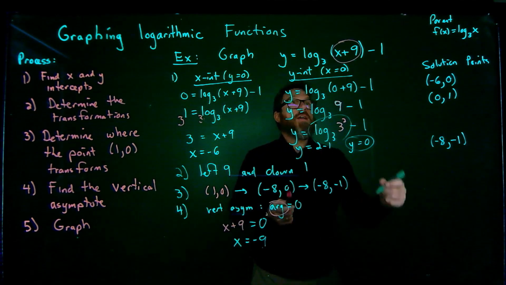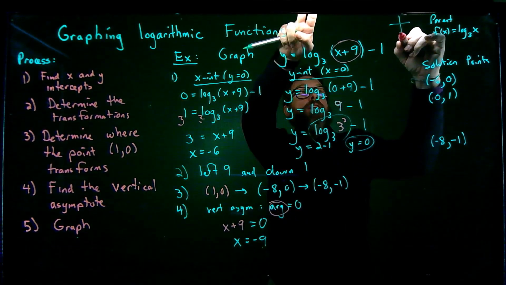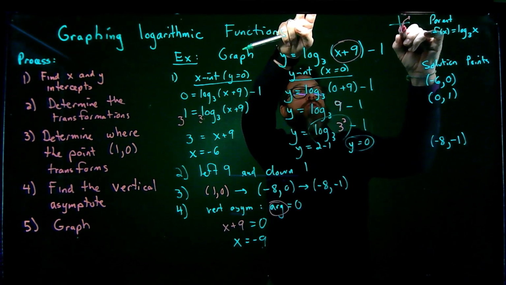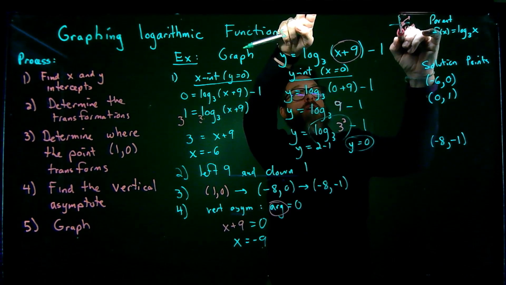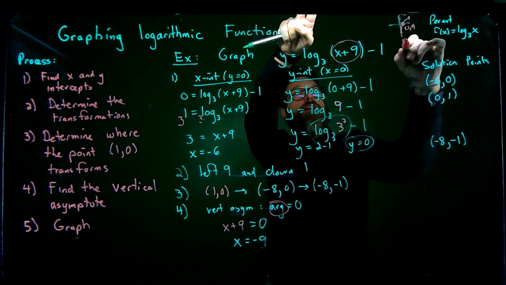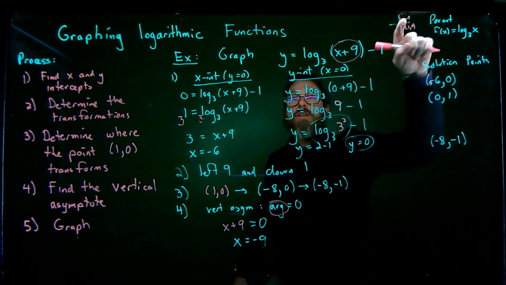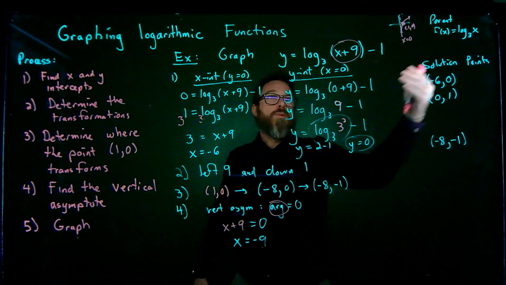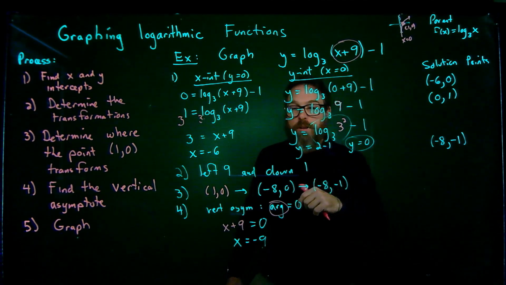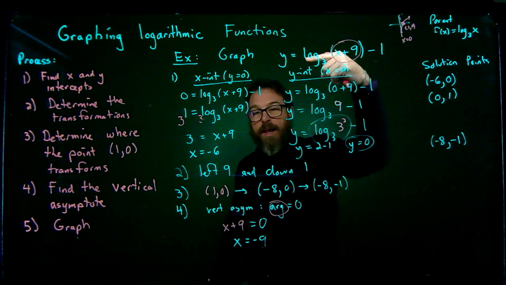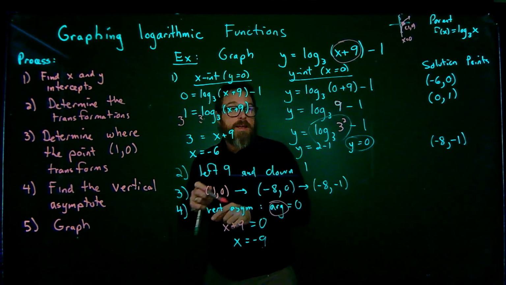So another way to think about that is, this parent function is a logarithm that does this. It goes through the point 1 comma 0, and it's got a vertical asymptote of x equals 0. So when I take this function, it doesn't matter if I move it up and down, but when I take it left and right, that's what's going to manipulate that vertical asymptote. So it's got to go left 9. So right now it's at 0. If I go left 9, now it's at negative 9. And then last, we're going to graph.